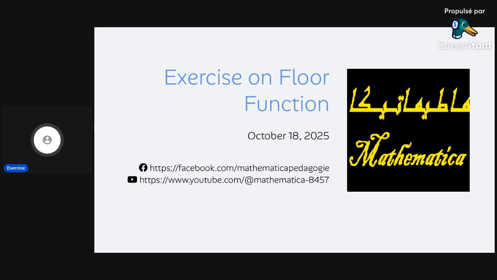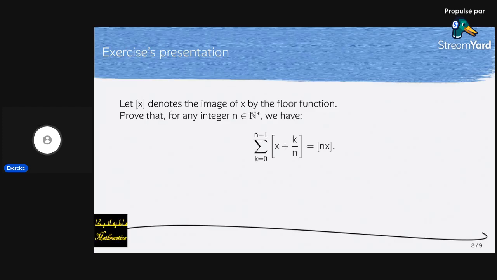So in this video we will do this exercise on the Floor function. We will present this exercise. Let ⌊x⌋ denote the image of x by the Floor function. Sometimes it's also called the integer part of x. We should prove that for any integer n, we have the sum from k = 0 to n minus 1 of the integer part of x plus k over n is equal to the integer part of nx.